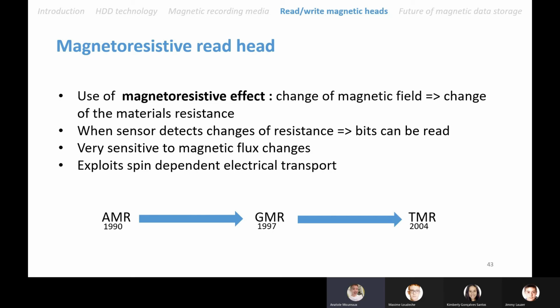Afterwards, AMR heads were replaced by giant magnetoresistive heads, and later on, tunneling magnetoresistive heads were proposed as an improvement to GMR heads. In what follows, we are going to consider magnetoresistive technology in greater detail, but to do so, we'll need to see some reminders first.